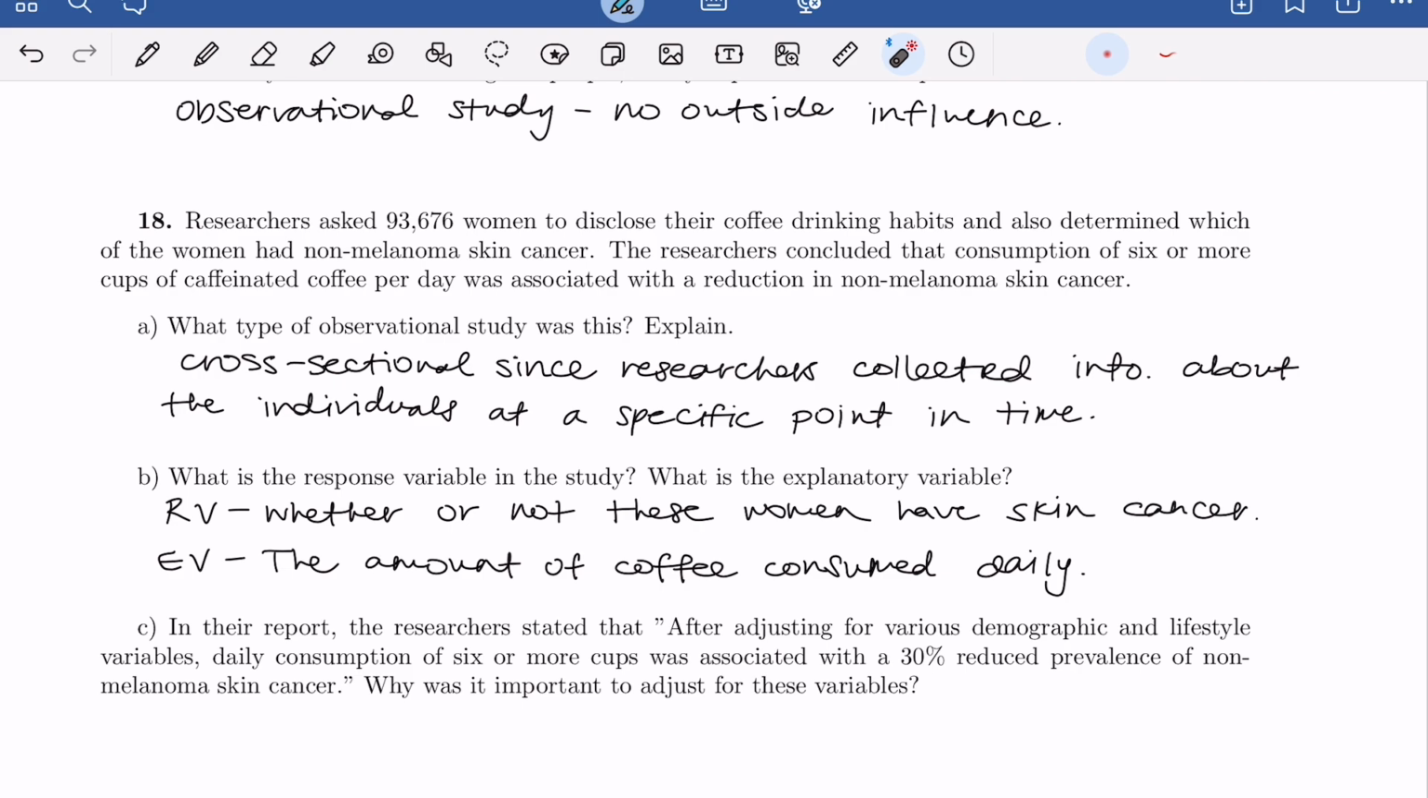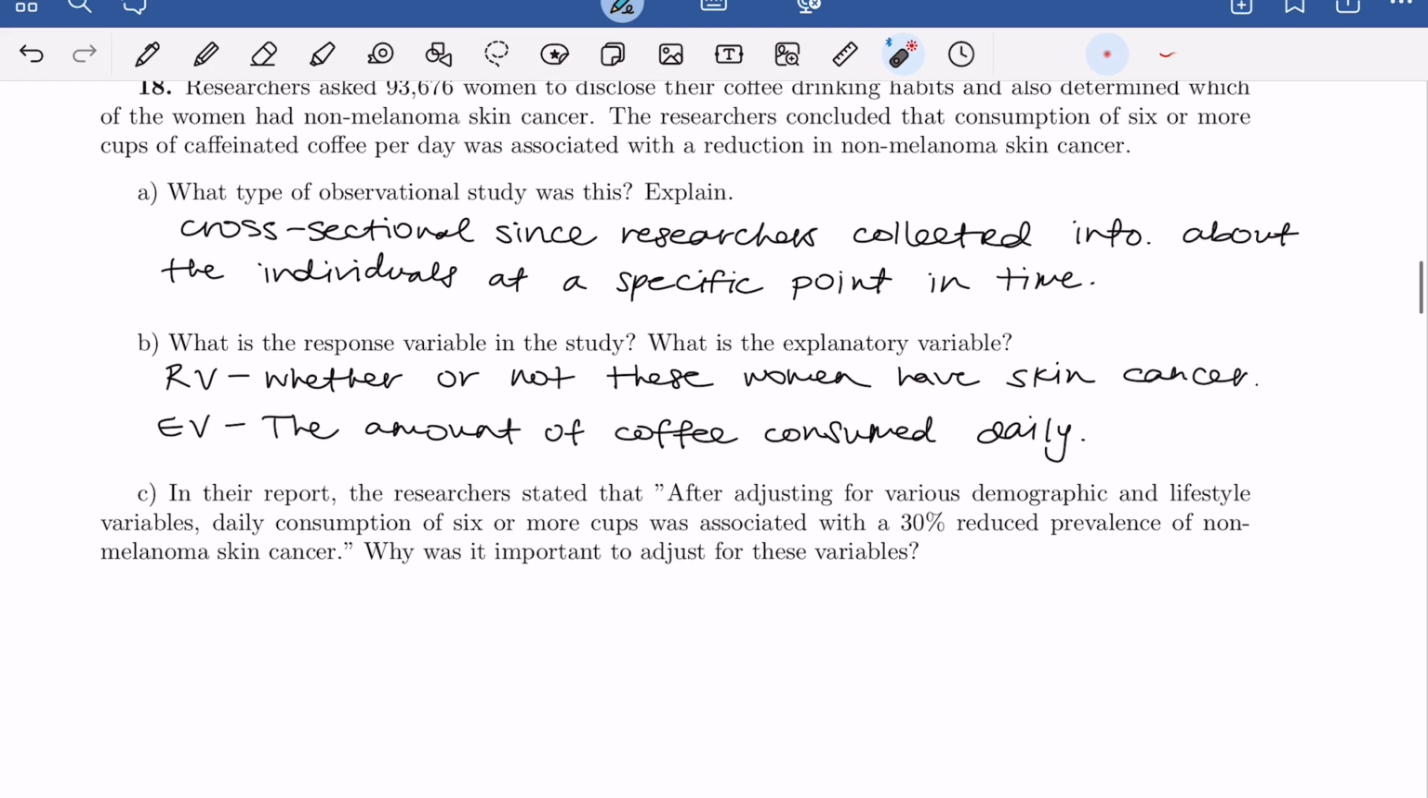All right, so our explanatory variable is the amount of coffee consumed daily, and the response to that is whether or not these women have this non-melanoma skin cancer, since in this study, we're trying to find the association between these two.